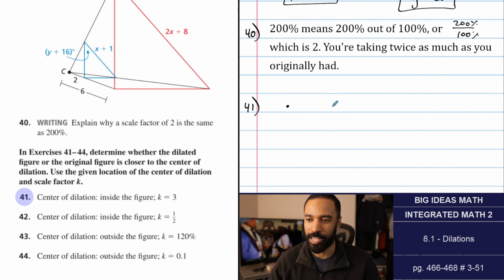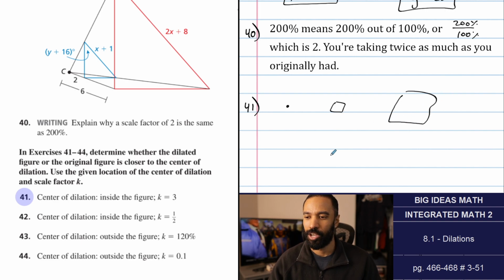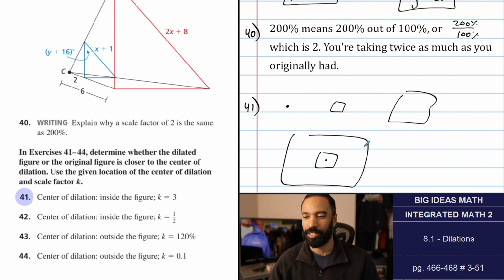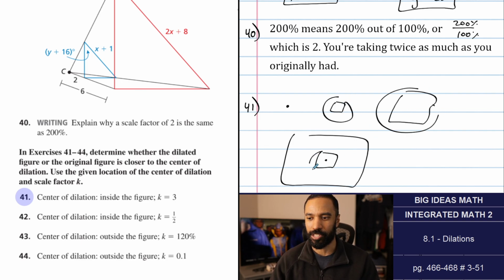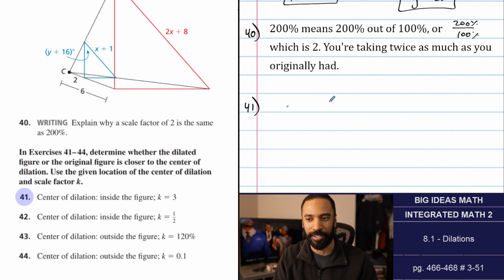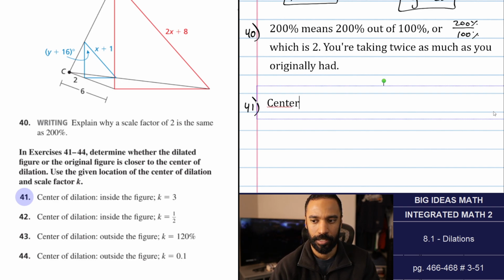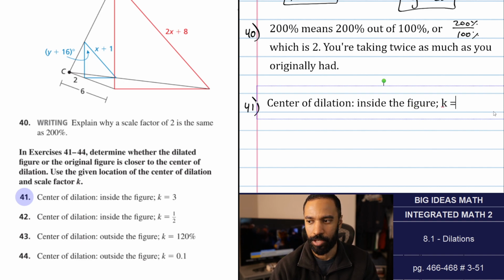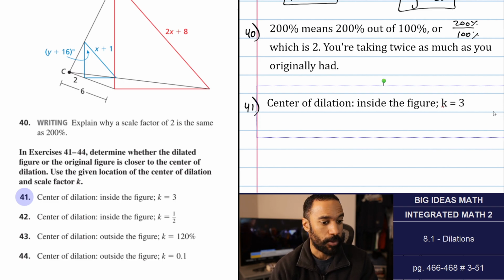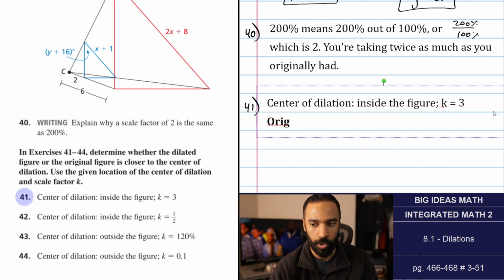Whether my center's outside and I scale outward, or it's inside and I scale outward, like that, this thing is still closer than this is. This is still closer than that is. So that shouldn't matter. Okay. So either way, center of dilation inside the figure, K equals 3. Because K equals 3, it's an enlargement. They don't ask me to explain it, but I'm just going to say it. I'm not going to type it. K is it's an enlargement. So what do they want? The dilated figure, the original figure is closer to the center of dilation. Original figure is closer.